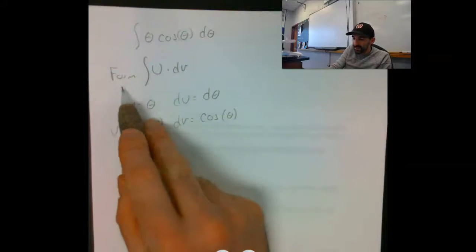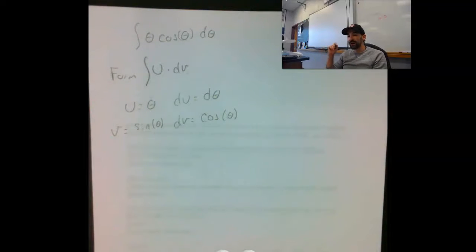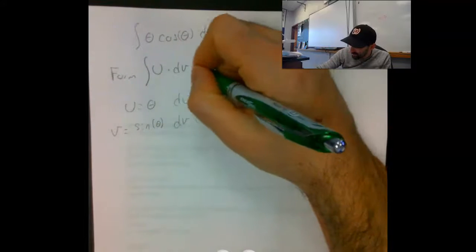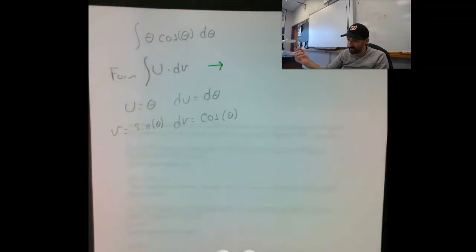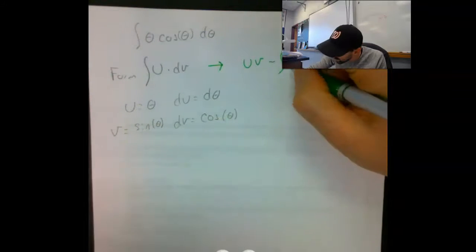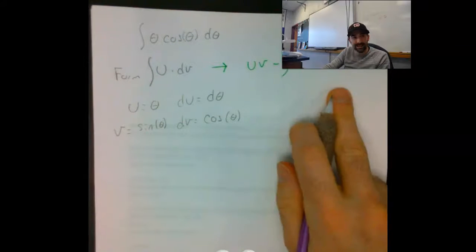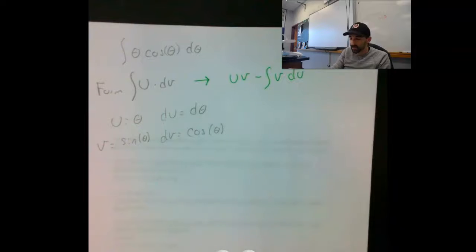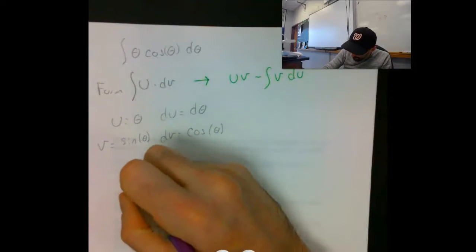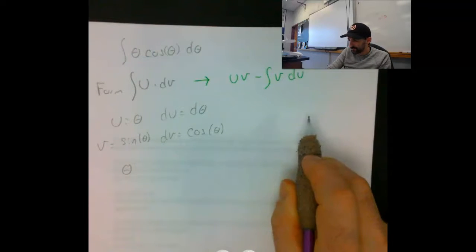Now that I have this, I'm in the form of antiderivative u dv. Integration by parts means this: the antiderivative of u dv expands to u times v minus the antiderivative of v du. All right, now substitute things in. u happens to be theta. v happens to be sine theta.